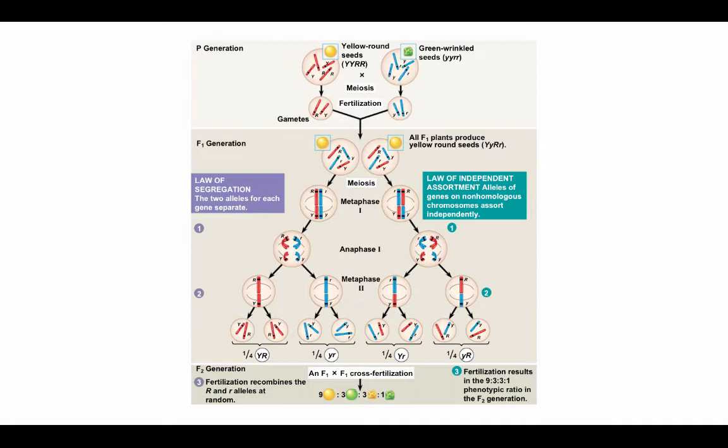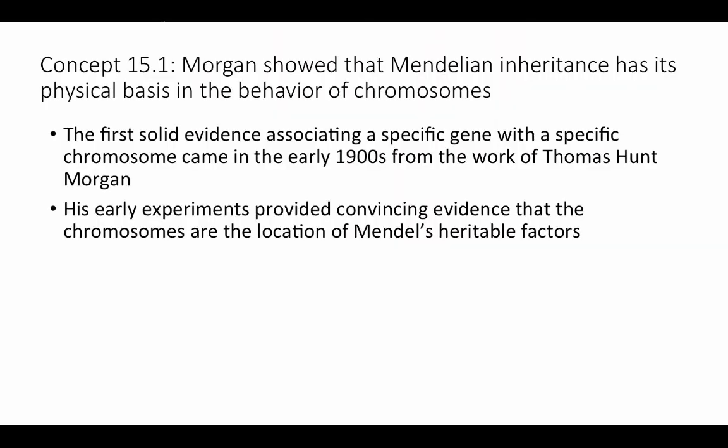And some of the earliest experiments that really established chromosomes as the units of inheritance were discoveries regarding sex-linked inheritance. This information can be found in concepts 15.1 and 15.2 in your book. The first solid evidence associating a specific gene with a specific chromosome came in the early 1900s from the work of a scientist named Thomas Hunt Morgan, one of the very earliest geneticists. His early experiments provided convincing evidence that the chromosomes are in fact the location of Mendel's heritable factors.